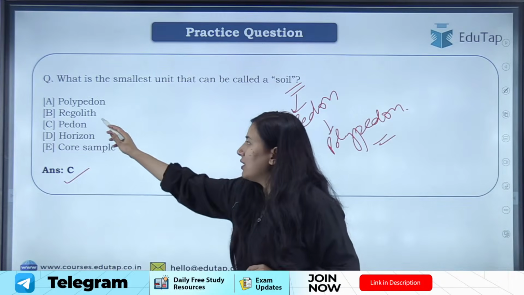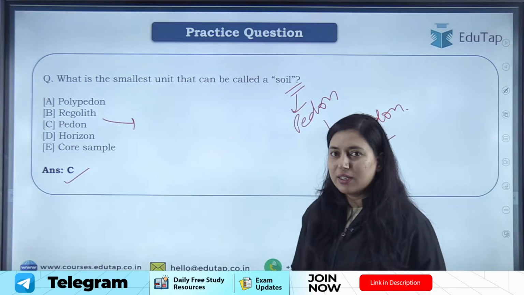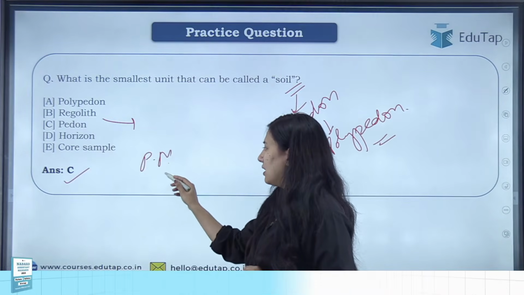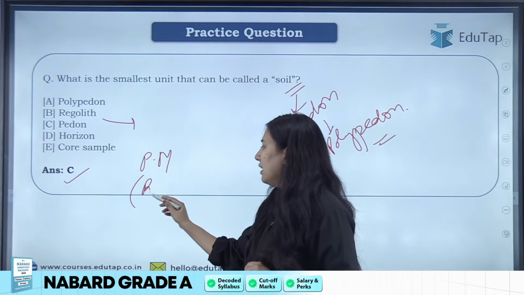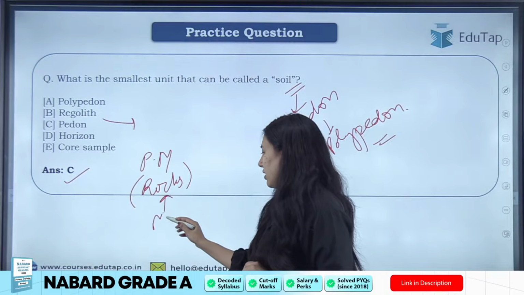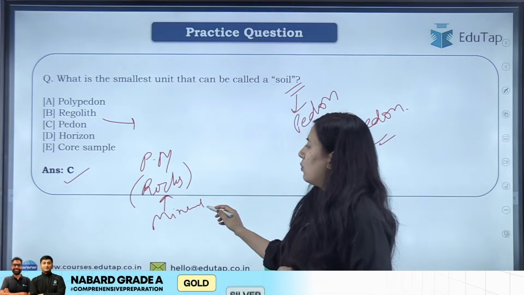Okay, what is regolith? So let's come to this term regolith. So students, how is soil formed? Soil is made up of parent material. And this parent material is basically rocks. And what are rocks made from? Rocks are made up of minerals. Okay, minerals. Now what happens?